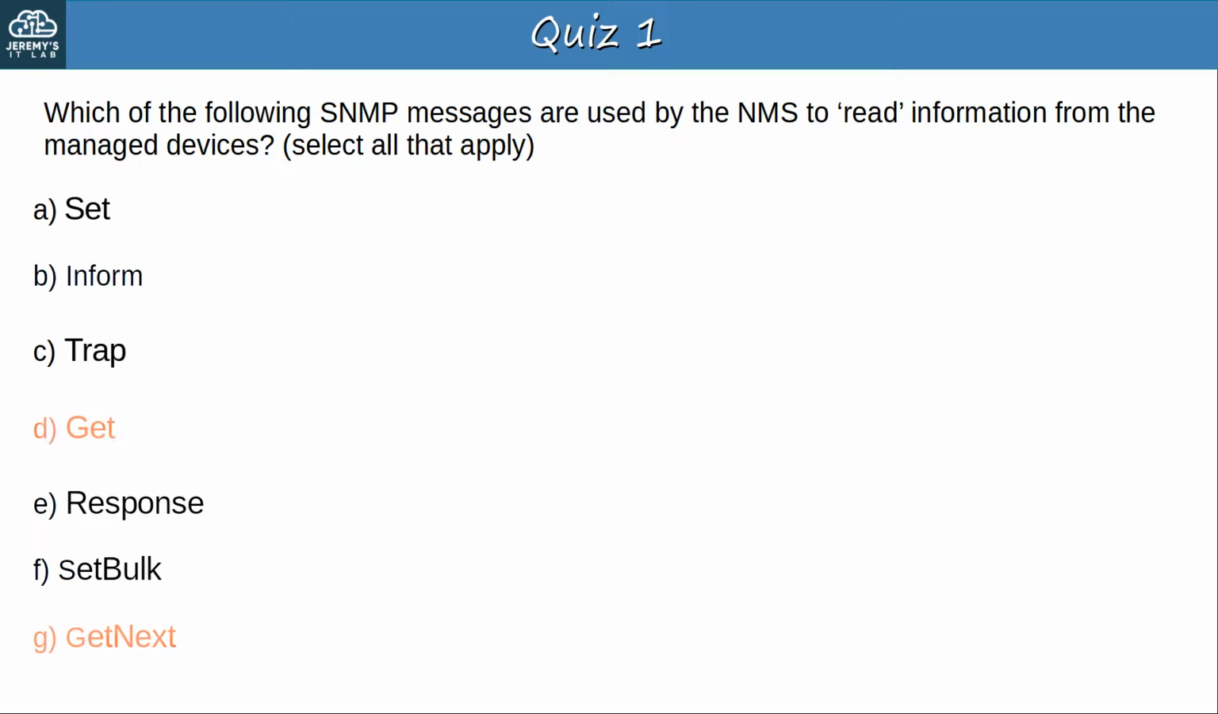The answers are D, get, and G, get next. In addition to these, there is also the get bulk message, which is used to read information from the managed devices. By the way, F, set bulk, is not a real SNMP message type. Okay, let's go to question 2.